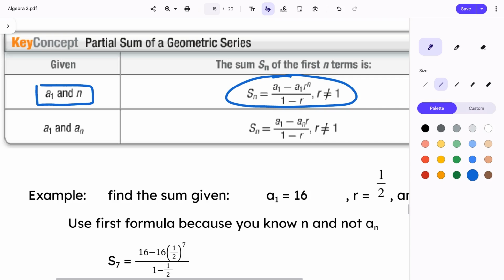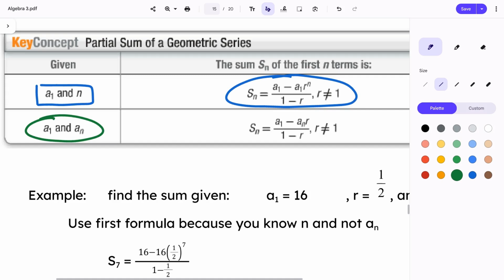In that formula, you see A1 show up twice. We still have our common ratio in there. And then N is just the number of terms that you're trying to find. So they would tell you N would equal 10 or N would equal 15. The other case is if they give you the first and the last term. So they tell you where the sequence starts and they tell you where the sequence ends, and they would want you to find the sum of all of those.